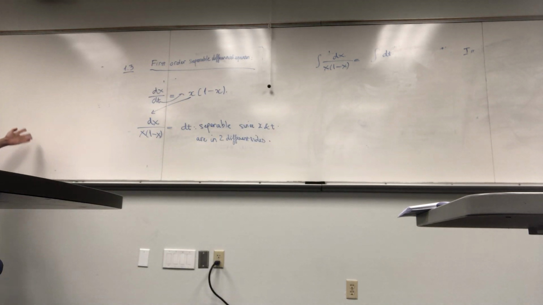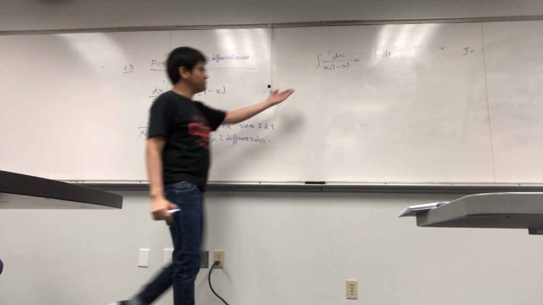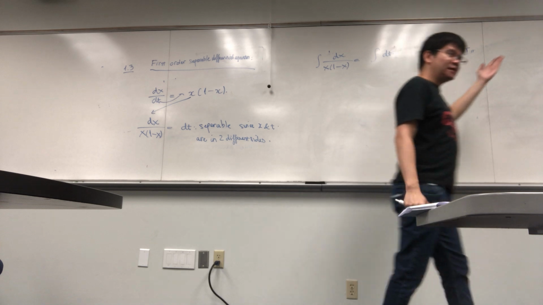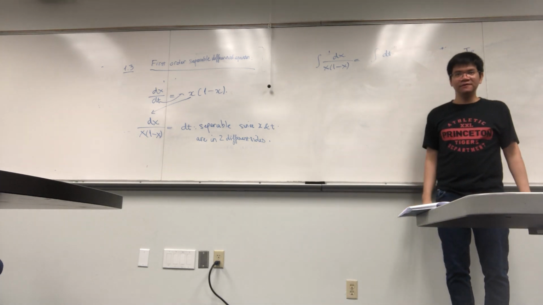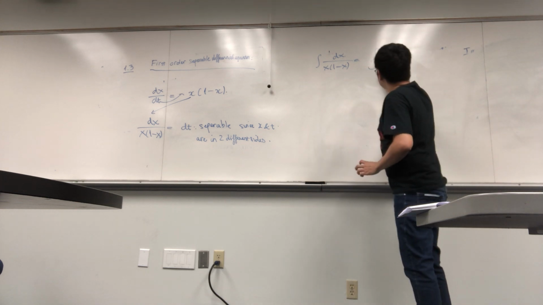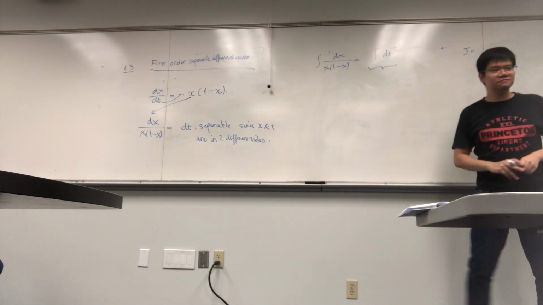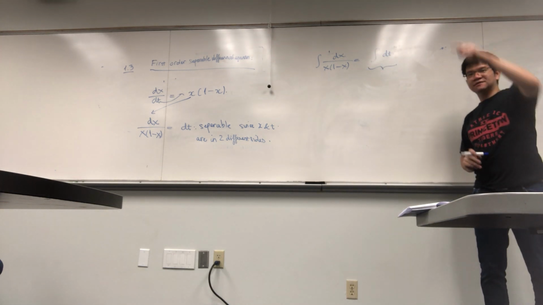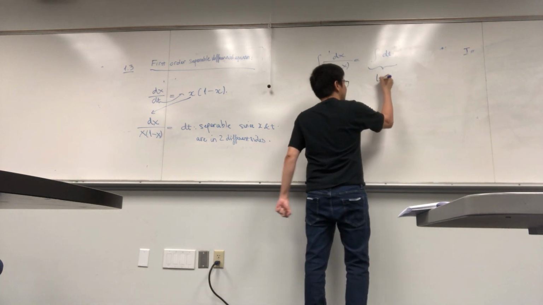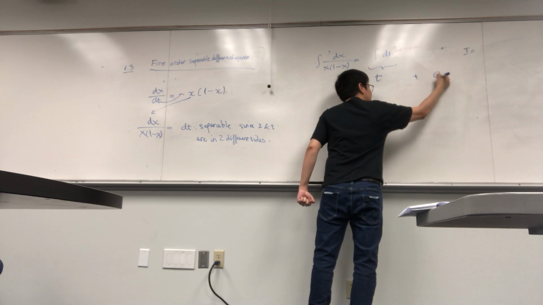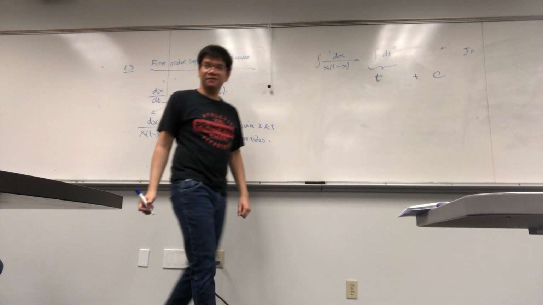So the next step is simple, right? Once you have all of the variables separated, you integrate. So here you have x over 1 minus x, and you have dt. So you integrate both sides. What is the right side? So this is going to be t. Of course, I always have a constant c over there.